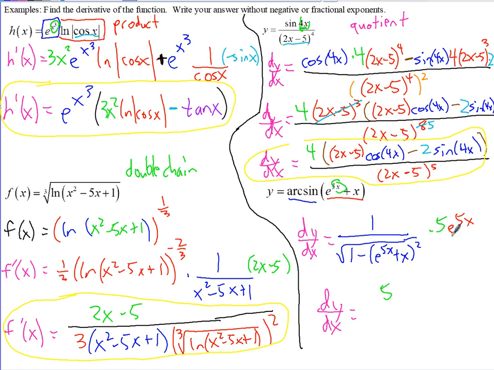Oops, I forgot something important there. I thought that was a constant. I forgot about the derivative of plus x is plus 1. Yep. So that's what we have on the numerator, 5 e to the 5x plus 1, divided by, you could square that out, but it doesn't really make it much simpler there, so I'm just going to leave it, square root of 1 minus e to the 5x plus x squared.